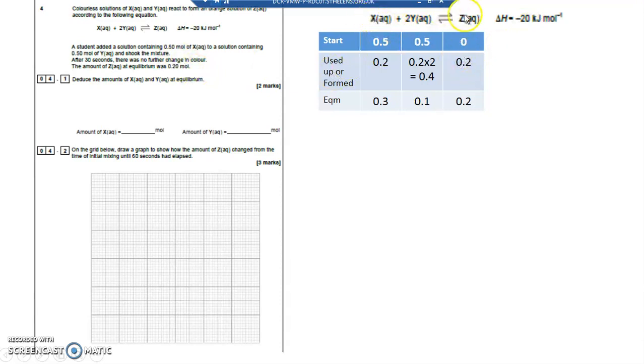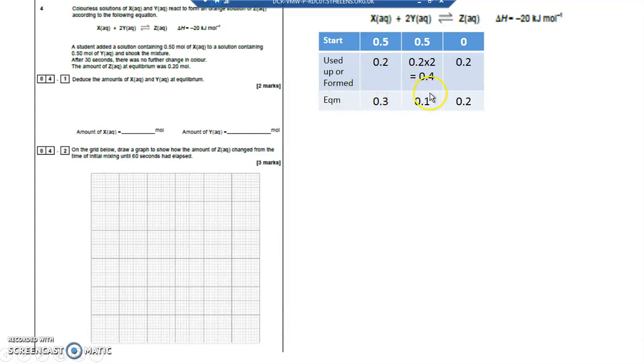Now 1 mole of X makes 1 mole of Z, so 0.2 moles of X would make 0.2 moles of Z. In other words, 0.2 moles of X would be used up. 2 moles of Y makes 1 mole of Z, so 2 times 0.2, which is 0.4, 0.4 moles of Y would make 0.2 moles of Z, so 0.4 of Y is used up.